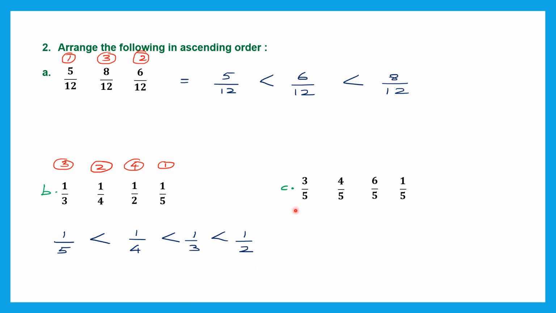Next one, let's go to question C. Here, as you can see, the denominators are the same. When the denominators are the same, it's easy. The smallest numerator is the smallest fraction. So the smallest one here is 1. So that comes first. Then 3. Then we have 4. So that comes third. And we have 6 which comes fourth. So let's put it in that order. So 1 by 5 is smaller than 3 by 5 is smaller than 4 by 5 and that is smaller than 6 by 5.